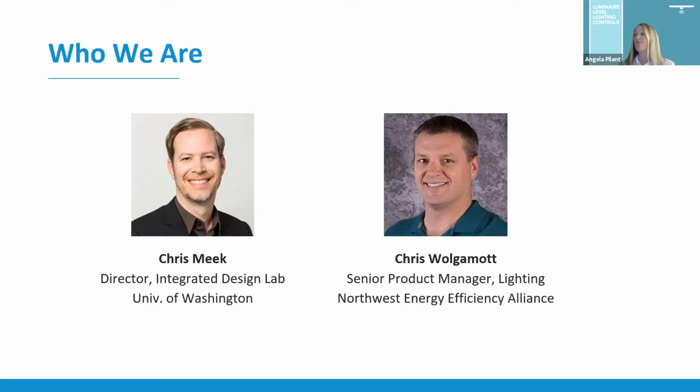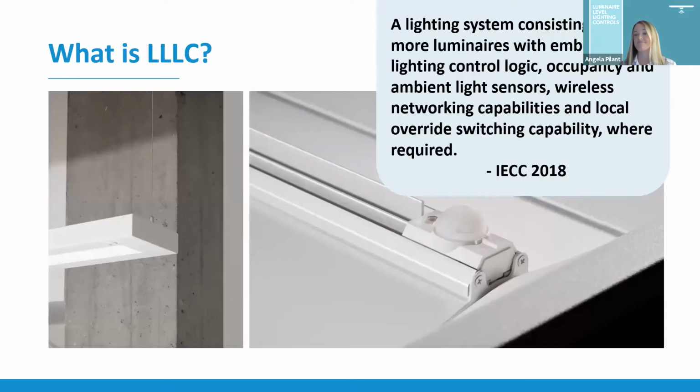Chris Meek and Chris Wolgamott are going to share a little bit of background on luminaire level lighting controls. Great. Thank you, Angela. So first things first, what is luminaire level lighting controls? So shorthand is LLLC, rolls off the tongue, it's nice and easy. But on the screen is a definition from code. A lighting system consisting of one or more luminaires with embedded lighting control logic, occupancy, and ambient light sensors, wireless networking capabilities, and local override switching capable where required.